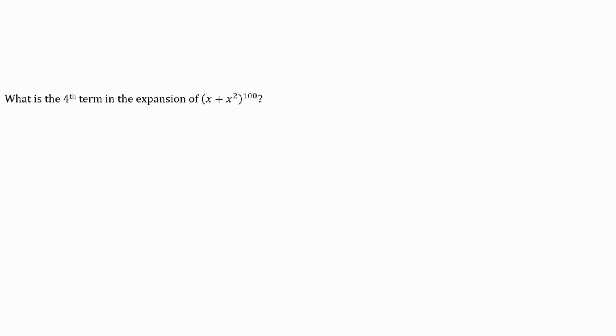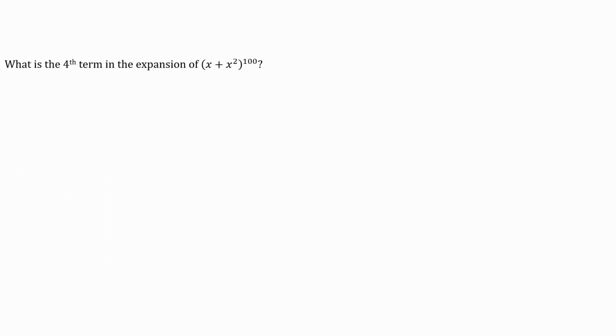Welcome sa course natin kung saan mag-solve ulit tayo para sa Binomial Theorem. So first problem, what is the fourth term in the expansion of x plus x squared raised to 100? So para makuha natin yung rth term, yung fourth term, gagamitin natin yung formula: nCr minus 1, a raised to n minus r minus 1, times b raised to r minus 1.